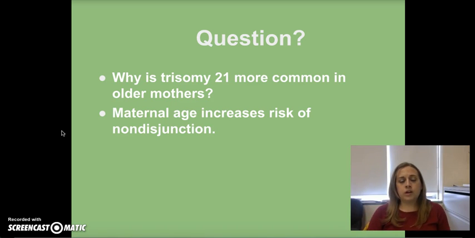Another question that comes up is, why is trisomy 21 more common in older mothers? And the reason for that is that as maternal age increases, so does the risk of non-disjunction.